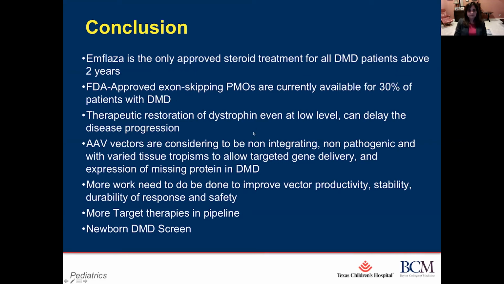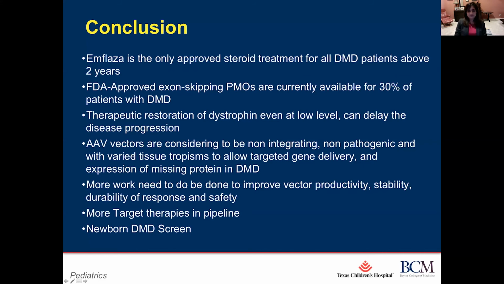And even if we are using PMO and it's making very low dystrophin expression, it still is going to delay the disease progression. And we are seeing that the patients who are getting exon skipping treatment are showing delay in progression of their disease.